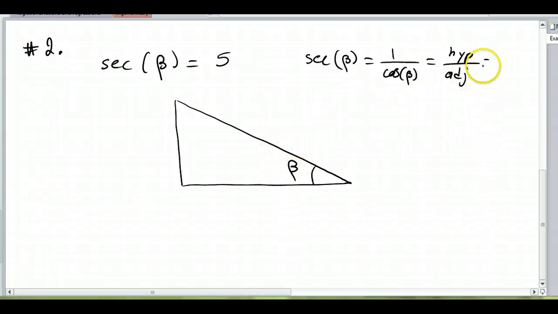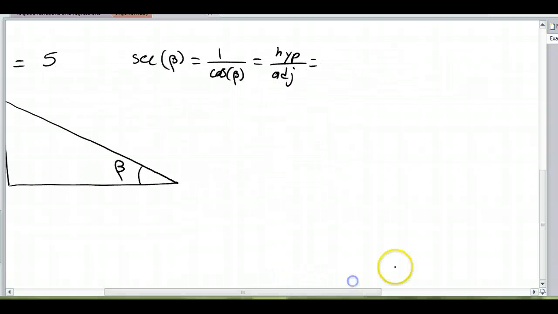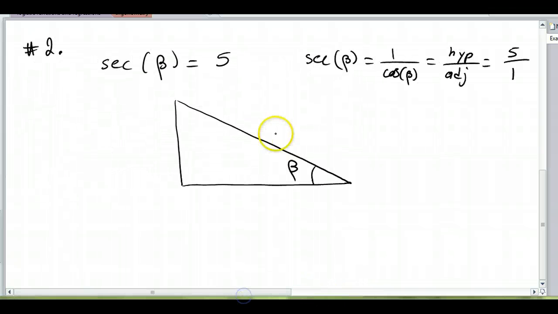So here it's equal to 5, right? So it means 5 over 1. That's what it means. So the hypotenuse, I'm going to say, has a length of 5, and the adjacent side has a length of 1. So 25 minus 1, 24. This is the square root of 24, or just 2 root 6. Okay, I took the 4 out. 4 times 6, 24.